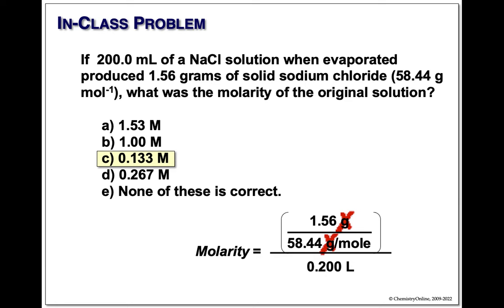All right. The last part of this chapter deals with dilutions. There are two ways to do dilutions. You can take a solution of known concentration, add water to it, and calculate the new concentration. Or you could do what's called a serial dilution. Serial dilutions are very useful if you want to make a very, very dilute solution.